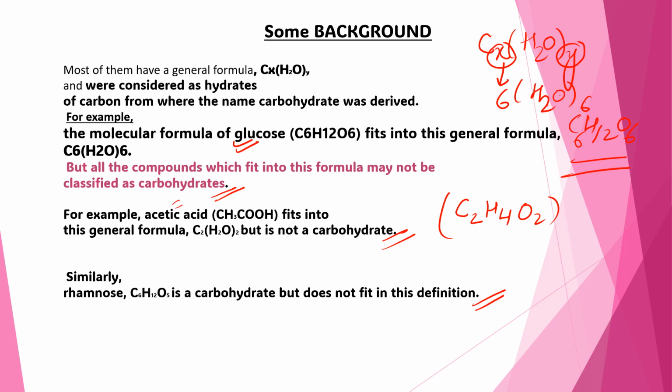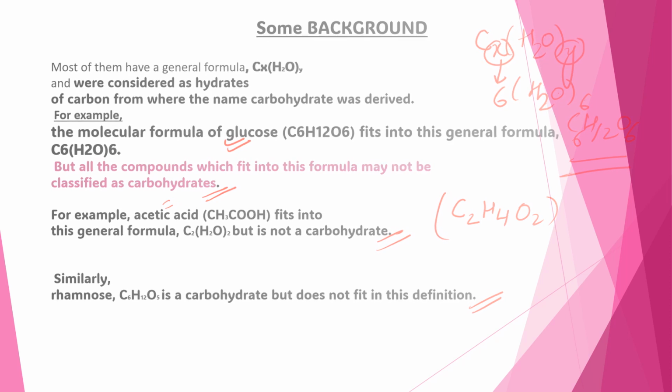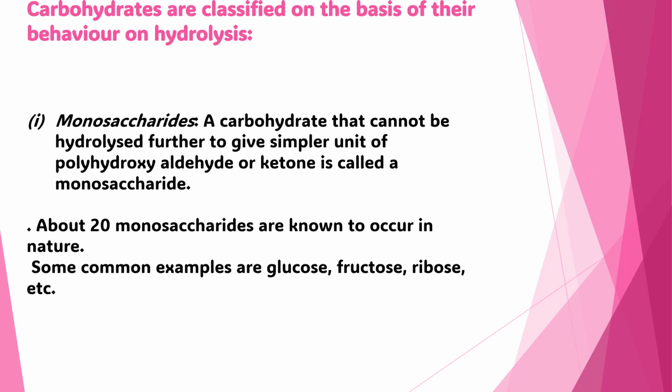So now next is the classification of carbohydrates. Carbohydrates are classified on the basis of their behavior on hydrolysis. Upon hydrolysis, what units they are going to give. First is the monosaccharide. A monosaccharide is the simplest carbohydrate, and it cannot be hydrolyzed further to give simpler units of polyhydroxyaldehyde or ketone. That is why it is known as monosaccharide. Mono means single.